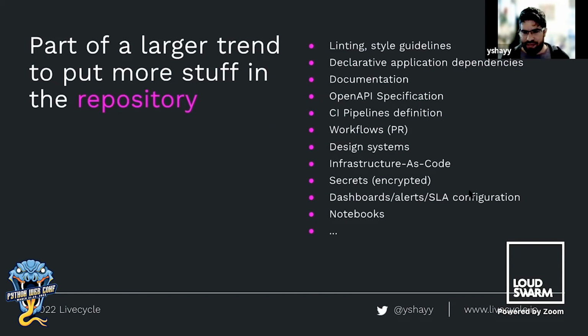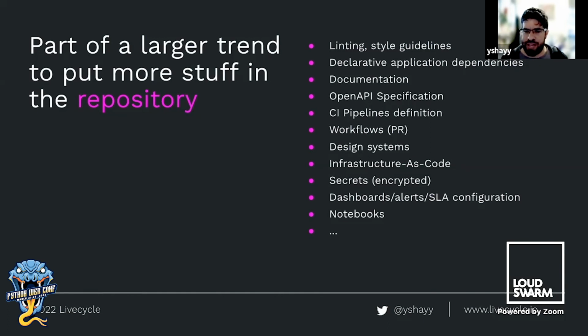And I think everything we see is a big part of a larger trend to put more stuff in the repository. Nowadays we are putting our specification in the repository, linting, style guidelines, documentation, the CI pipeline definition, as we see with GitHub Actions or similar products, design system, infrastructure as code, and secrets, as I showed in the example with SOPS. And I think that in the future, we'll also put here the configuration of our development environment, how it is going to be configured, and how we can create an instant experience when using development containers.